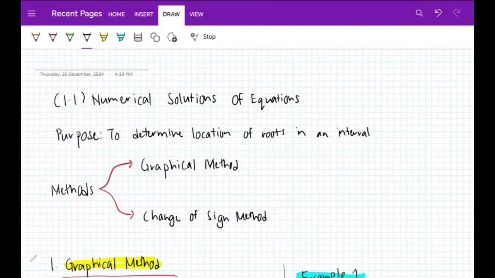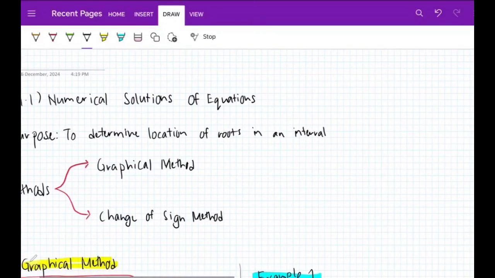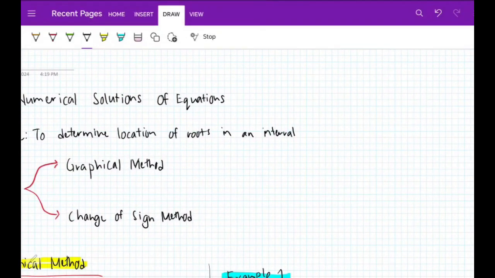I would like to stress another thing: whenever we learn a particular topic, before learning it, we should ask ourselves, what are we actually learning and why are we learning it? How is it going to be applicable to our daily lives? I've narrowed it down here: the purpose of learning 1.1 is to determine the location of roots in an interval.